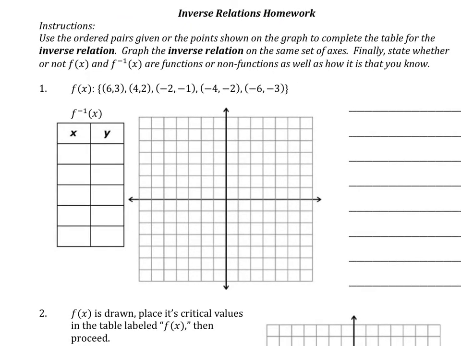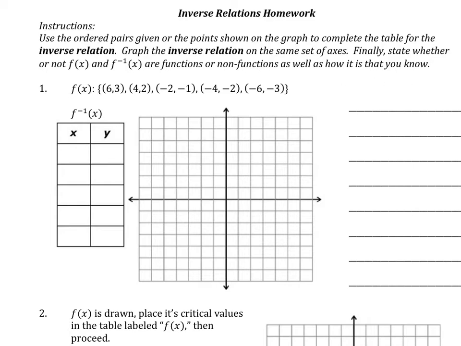The instructions are to use the ordered pairs that are given or the points that are shown on the graph, so they could give one or the other, to complete the table for the inverse relation. Remember, we're not guaranteeing that it's a function, but it is a relation. Graph the inverse relation on the same set of axes. Finally, state whether or not f of x and f inverse of x are functions or non-functions, as well as how it is that you know.